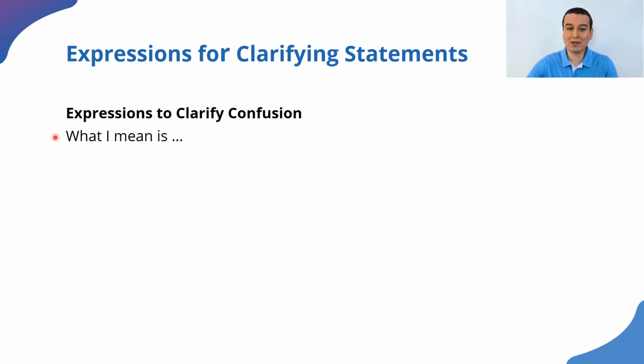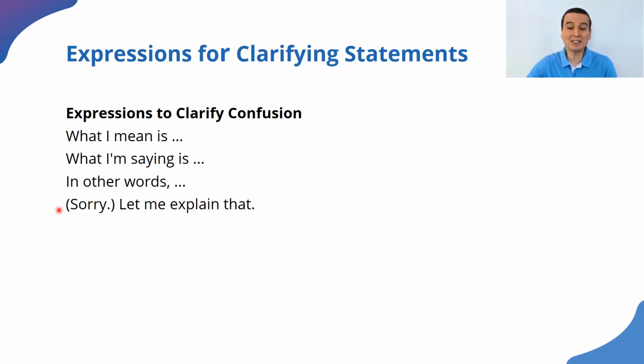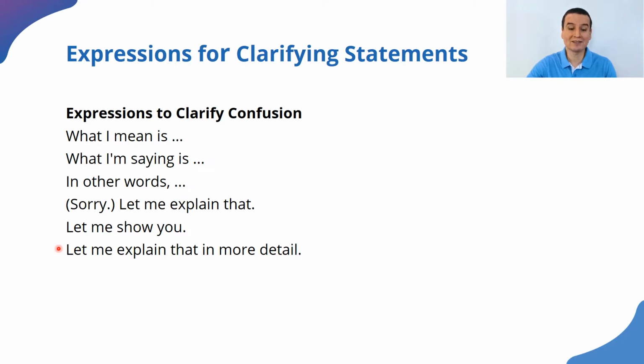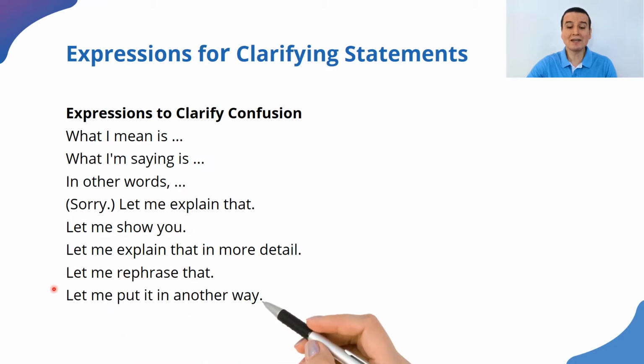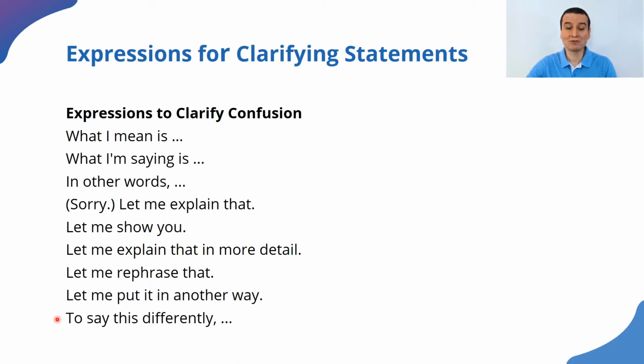We could say before we give the answer, what I mean is, or what I'm saying is, or in other words, or sorry, let me explain that, or let me show you, like give you an example. Let me explain that in more detail. Let me rephrase that, like say it in another way. Let me put it in another way. Or to say this differently, and you rephrase it. To put it differently. So those are things that we can say to clarify what we just said.